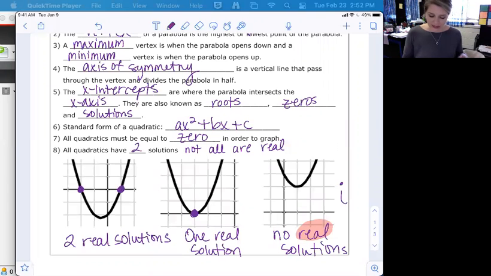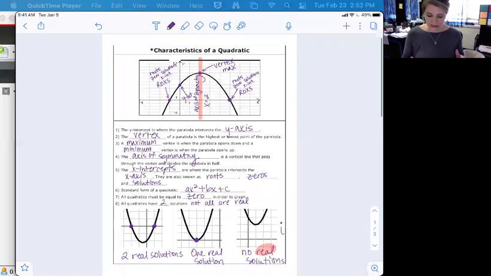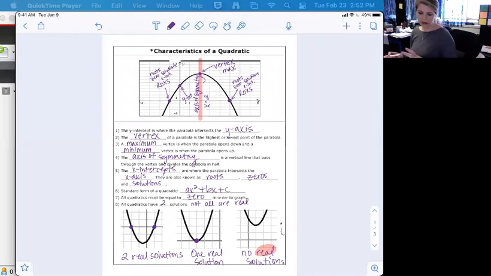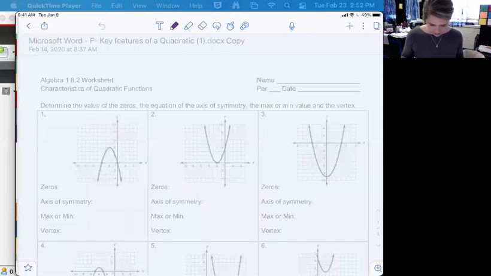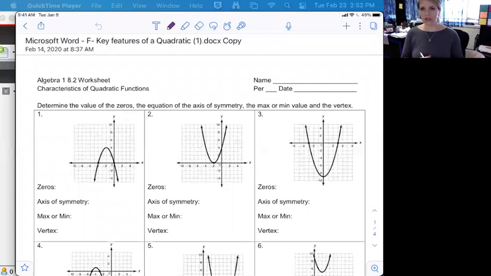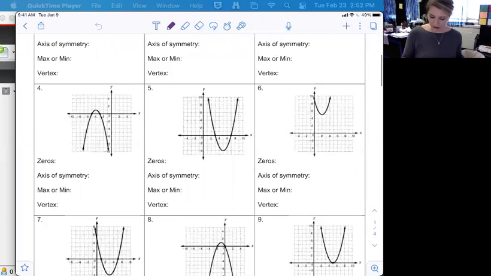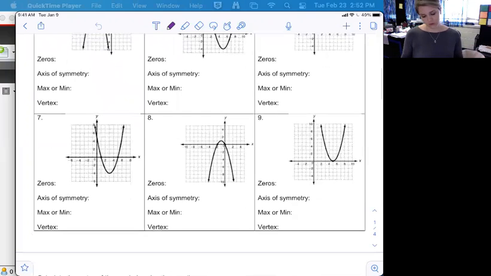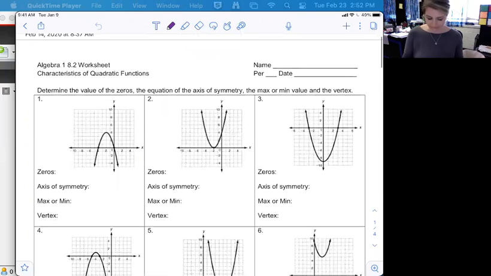So again, these are all of the attributes that you need in order to be successful with our quadratics, making sure that you know how to find them and use them. For your assignment today, I'll go ahead and show you what that looks like. It's not hard, okay? I moved you on the Pear Deck, but I'll show it to you here. Look at this: 1 through 9, it's already graphed for you, so you don't have to graph it, okay?